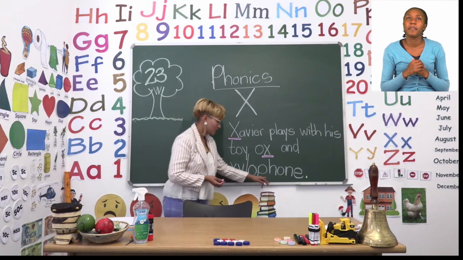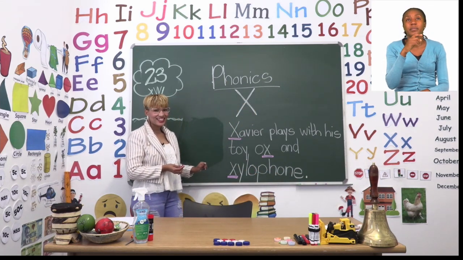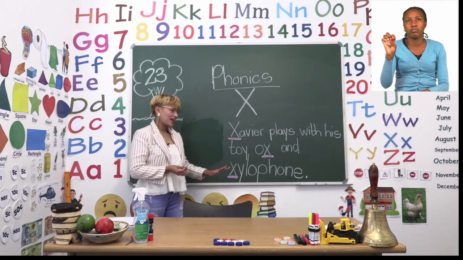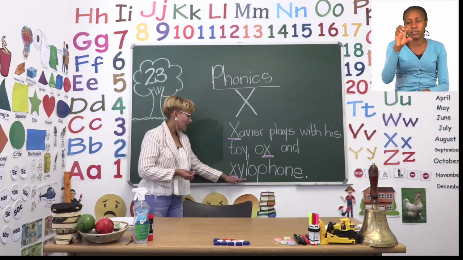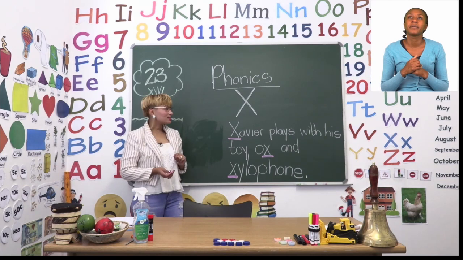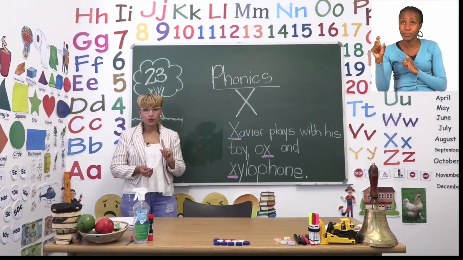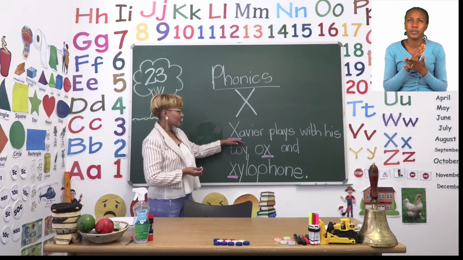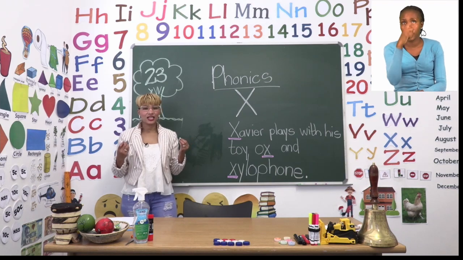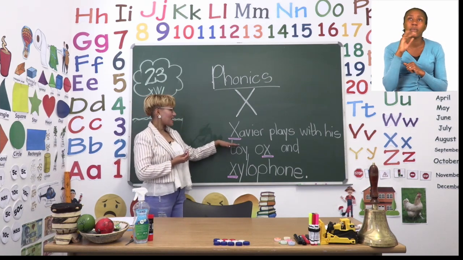Now, can you say this word with me? Can we say it together? Let's go. Xylophone. One more time. Xylophone. Now, everyone, you will see that when we read this sentence, some words, if they have an X in it, will sound like a Z. So when we read it, it will sound like this.